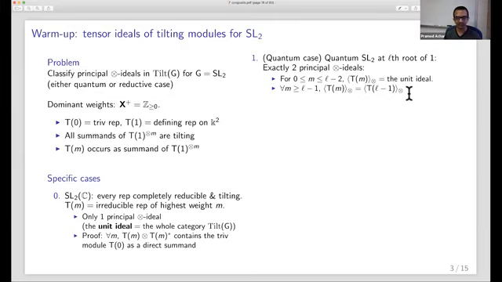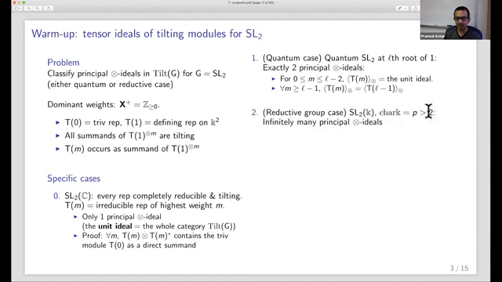People who are interested in tensor categories may be used to this from the perspective that you want to take the quotient of the whole category by this proper subcategory, and then you get a semi-simple abelian category, a semi-simple tensor category with exactly L minus 1 simple objects. So that's an example that's of interest.